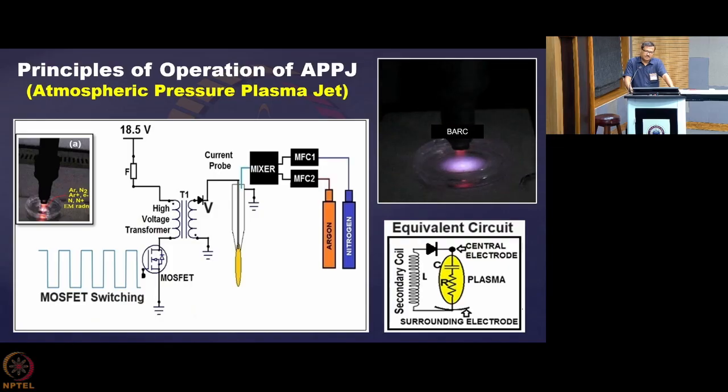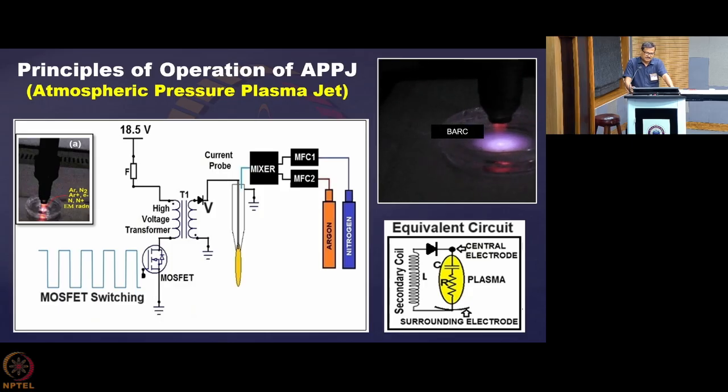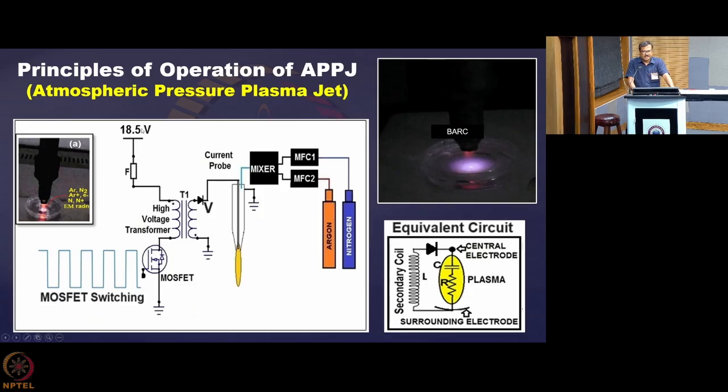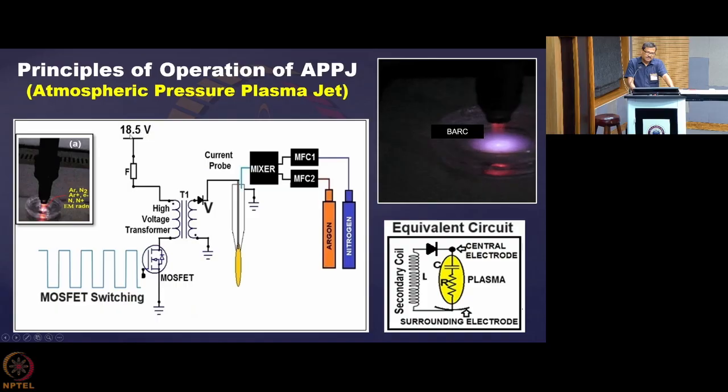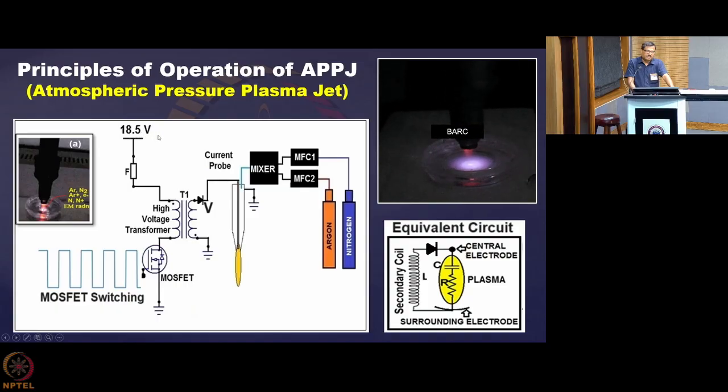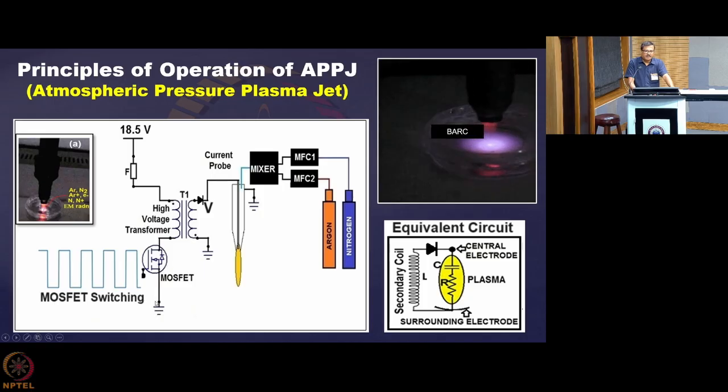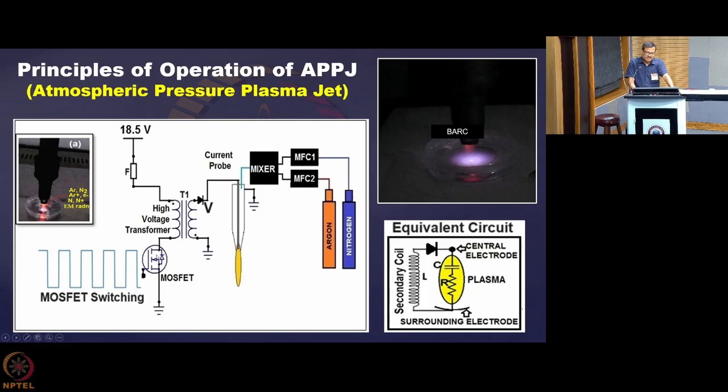So how fast your current is changing will give you the EMF that is generated on the other end, and L is the inductance. What we are doing here is just an example. We have some DC voltage over here, incidentally 18.5, and there is a switch over here. You see here, we are switching this device using a square wave pulse.